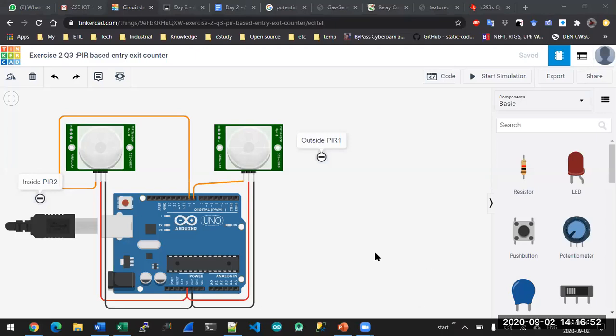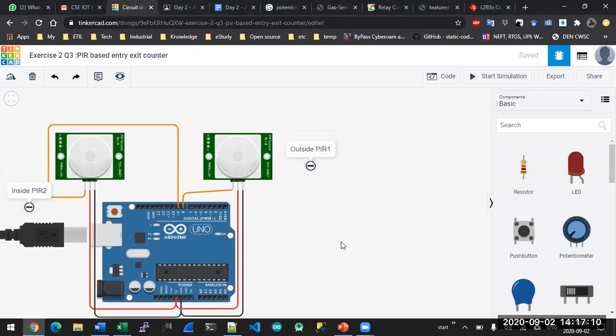Now for the third question, you can see there are two PIR sensors here. The right side one is the outside one, and the left side one is the inside one, which are PIR 1 and 2 respectively, and they are connected to pin numbers 8 and 9. This is a little bit complex program. We have to check whether the person is moving from outside to inside or inside to outside. So first we have to check both the sensors.